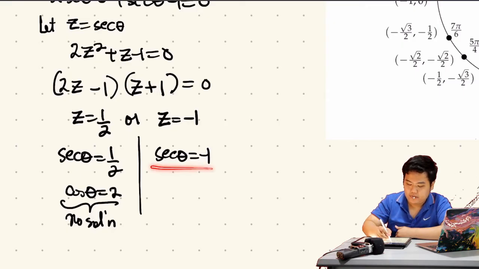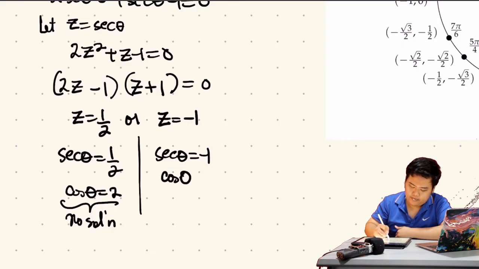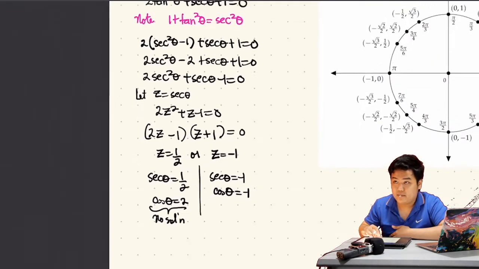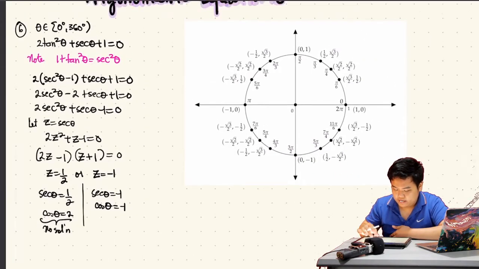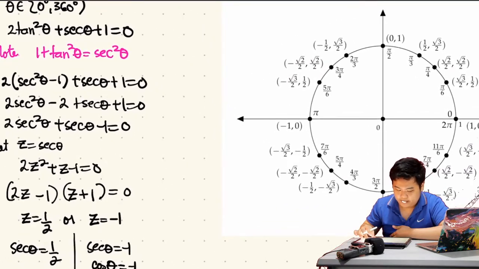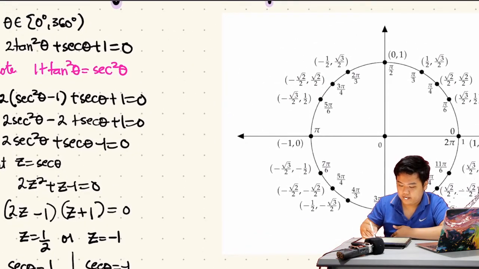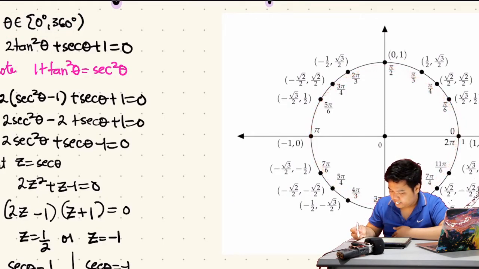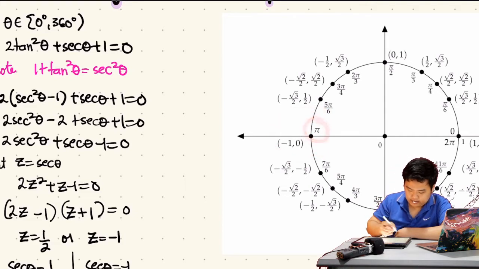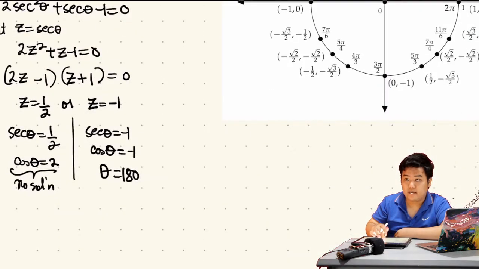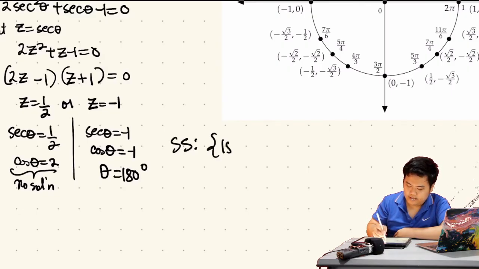Okay, this one. So, cosine theta is negative 1. Take the reciprocal of both sides. So, balik tayo dun sa unit circle natin. So, sino may x-coordinate na negative 1? Sa 0 to 2 pi. Ito yun. Sino may negative 1 na x-coordinate? Ito lang, no? Which is pi. And pi in degrees is 180 degrees. So, the solution set is 180. The set containing 180 degrees.